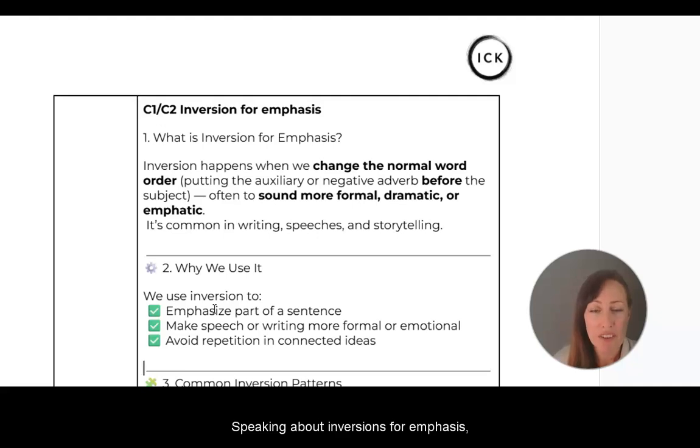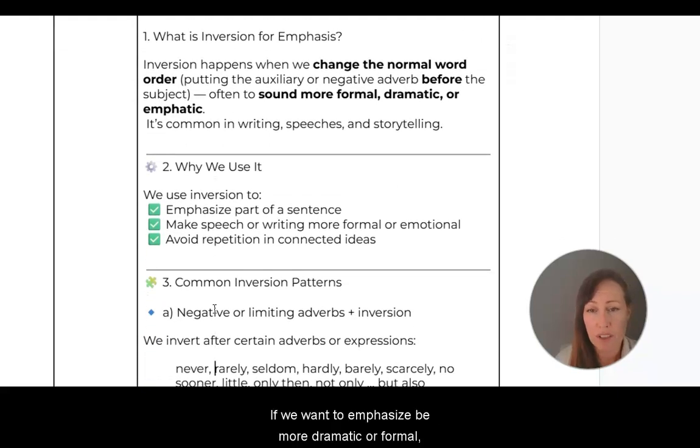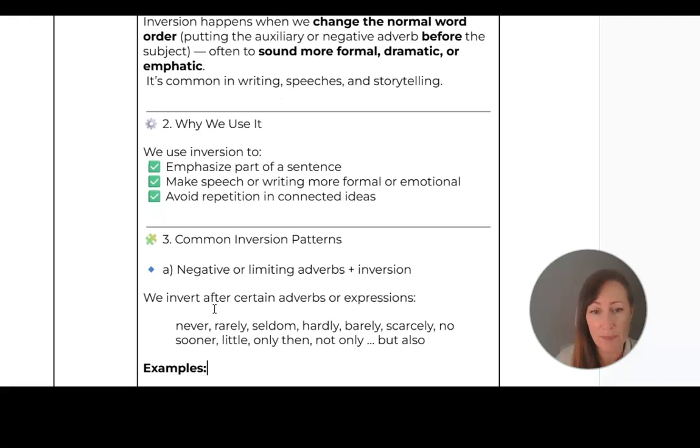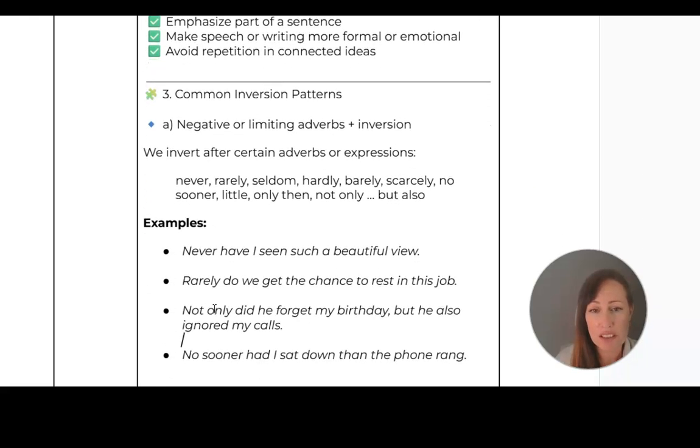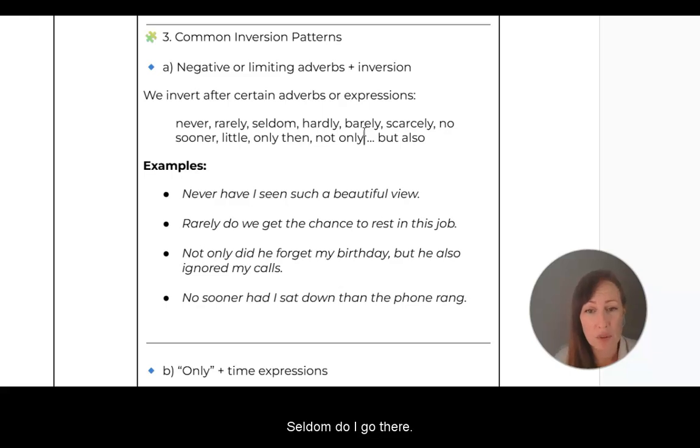Speaking about inversions for emphasis. This is level C1 and C2. So sometimes we change the order of our sentences in order to emphasize something. If we want to emphasize, be more dramatic or formal, we can do this. Some ways to do it, for example, using these more negative words. Rarely have I seen such a beautiful sunset. Seldom do I go there, for example.